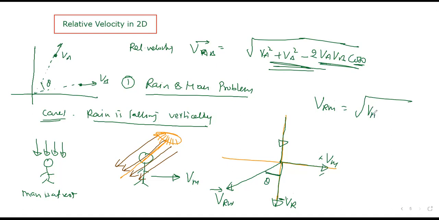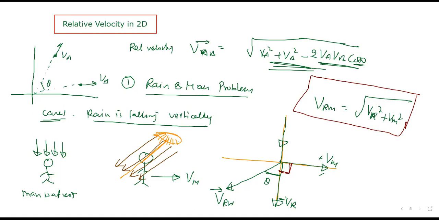So what is the answer? Simply V rain square plus V man square, because the initial angle between these two vectors, the velocity of the man and the velocity of the rain, is 90 degrees, and cos 90 is zero. So the answer is this much only. The relative velocity of the rain with respect to man is simply the square root of V rain square plus V man square.